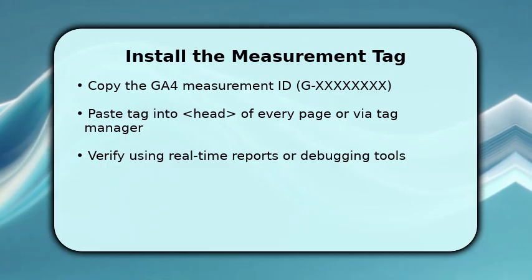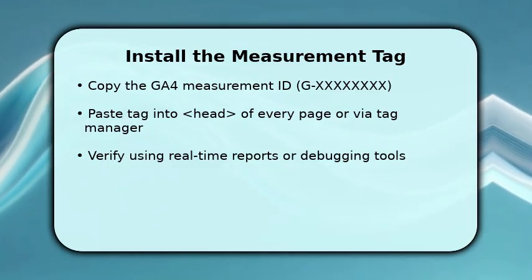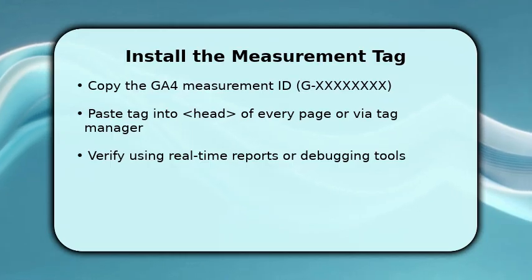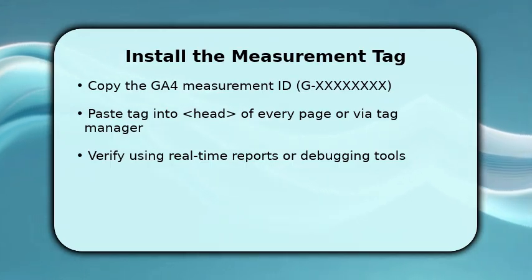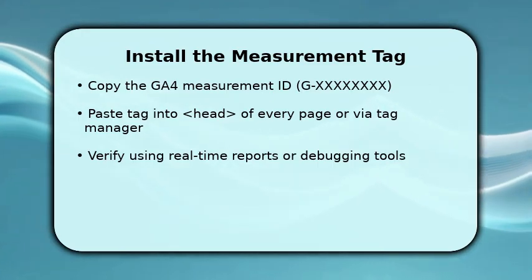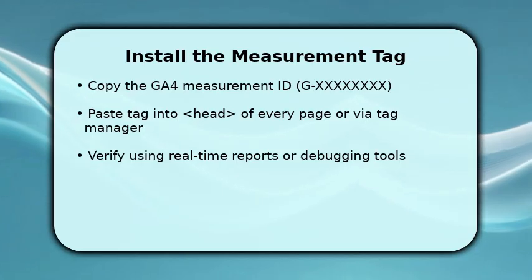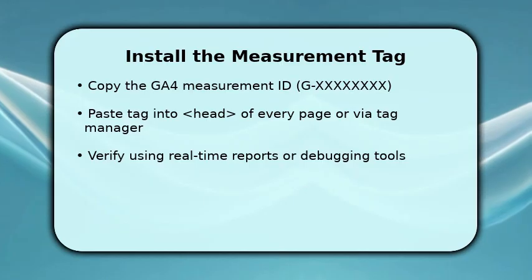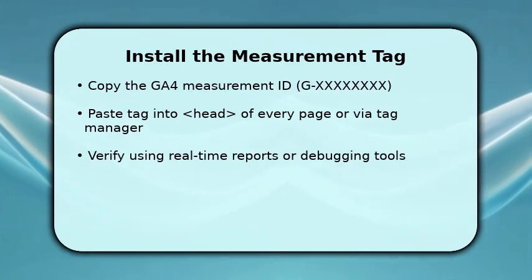If you control code, paste the G tag snippet into the head of your site template so it loads on every page. If you use Google Tag Manager, create a GA4 configuration tag and publish. Once implemented, open your site in a new tab and check GA4 real-time reports. You should see activity. If nothing appears, allow a minute and then recheck the tag placement and browser console for errors.